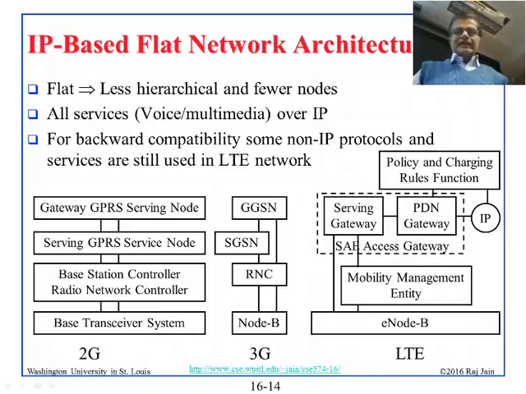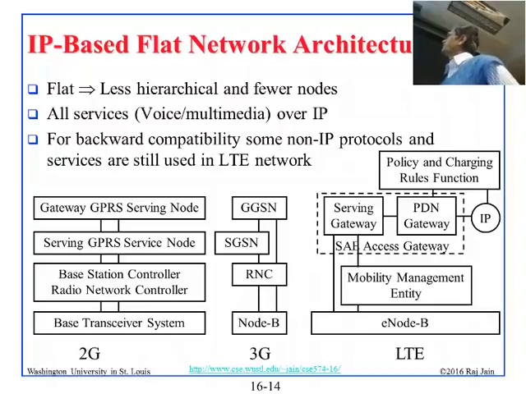Good. Now, the second thing LTE tried to do was to get rid of as many boxes as possible and simplify the network. In 2G, we saw that for data we had the SGSN and GGSN. In 3G, we still have them, and then there was the RNC. In LTE, we still need some boxes. In particular, we have these four boxes here, 1, 2, 3, 4, but everything goes on IP.